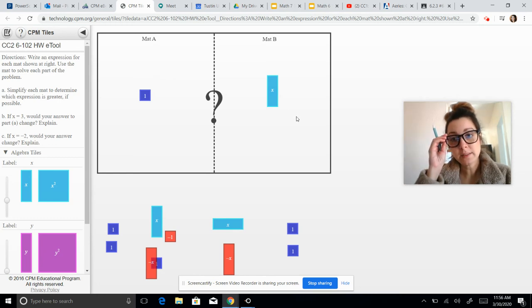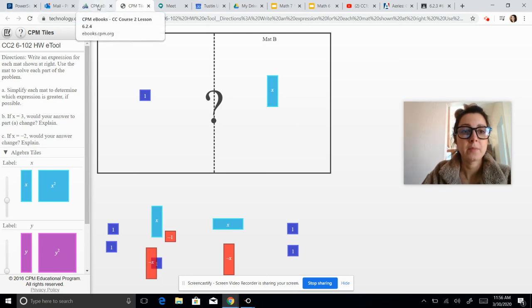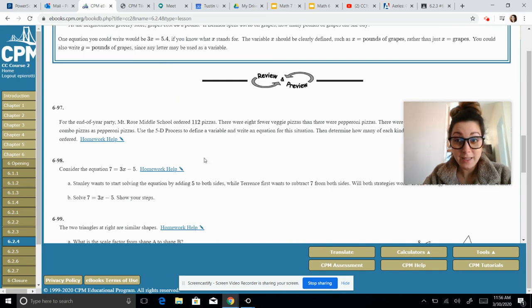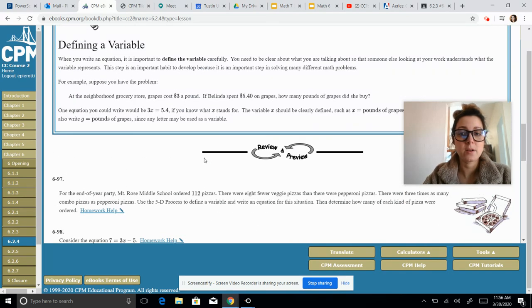If you want to see more examples with adding the opposite or solving equations using tiles, just send me an email and I can create another video for that. If you have any questions on this homework, feel free to email me. Again, I prefer email, not comments in Google Classroom, just because they get lost in the shuffle.